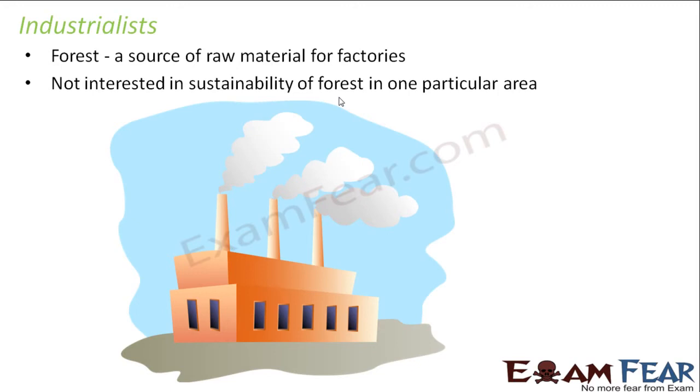Right? So that means the industrialists are not bothered about sustaining the forests in a particular area. They just want raw materials for their factories, and they are just extracting things from forests, which is not right. Right? So these industrialists should also put a check on extracting raw material for factories. They should ensure that the forest is not completely destroyed. They should think about the sustainability of the forests.